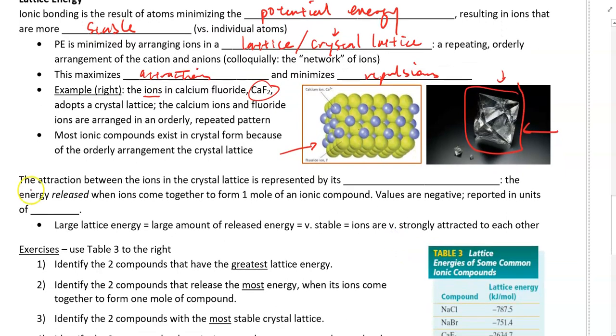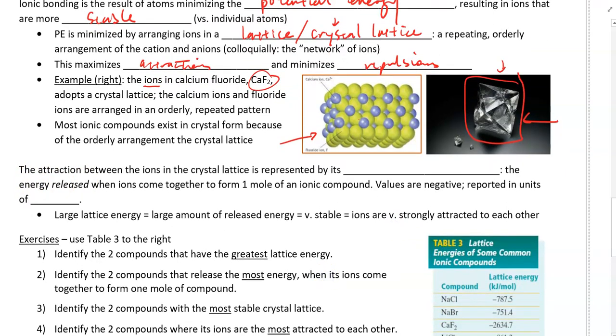So let's move on to the next point here. The attraction between the ions in the crystal lattice is represented by something called its lattice energy. This is the energy that's released when ions come together to form 1 mole of an ionic compound. Turns out the values are negative. I'm going to pause there for a second. Why are values negative here? Well, let's take a look at the language from before. It says the energy that's released.